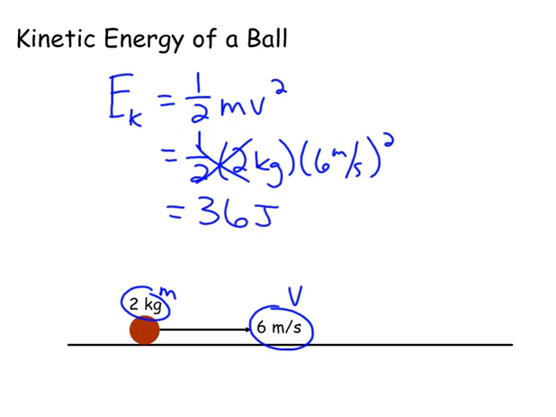In this case, that's how much energy it has, but it's also how much work was done to it. If the ball was over here at rest at 0 meters per second, it has 0 joules of energy. In order to get it to this situation, I would have to add 36 joules of energy to get it up to that speed. These are examples of different types of energy dealing with work.